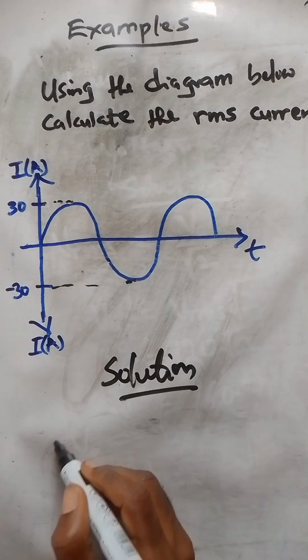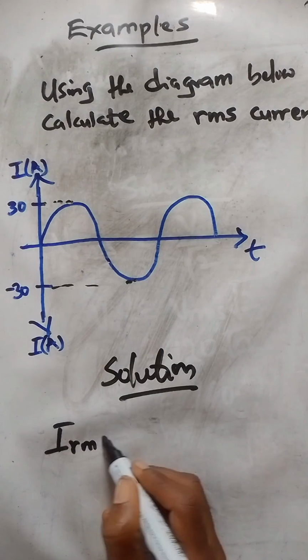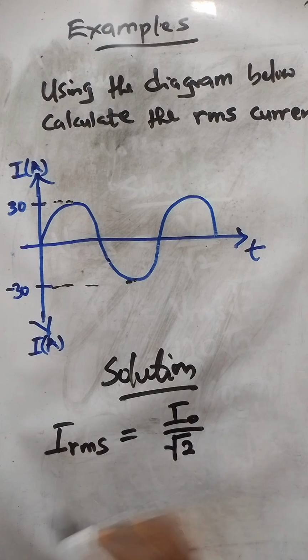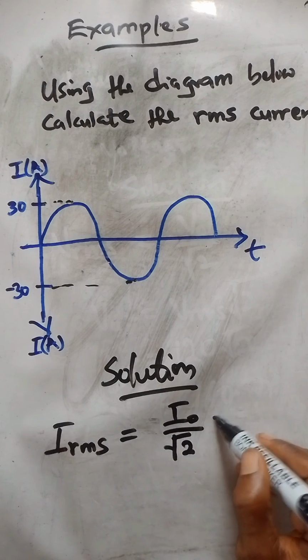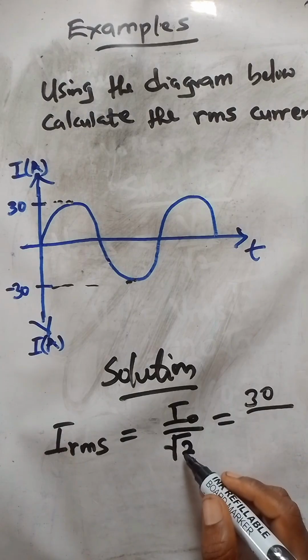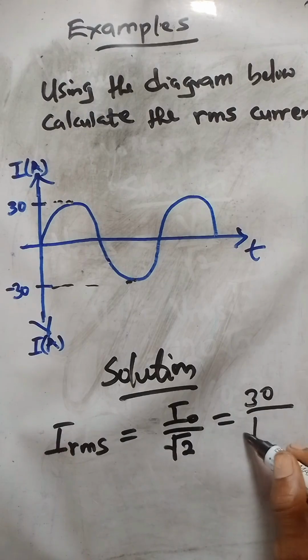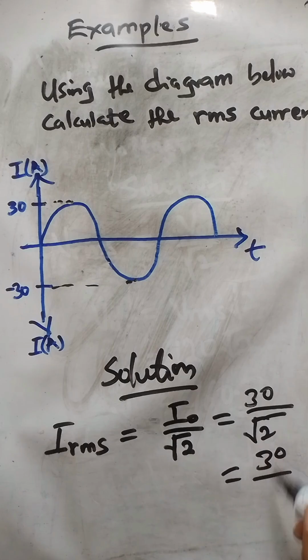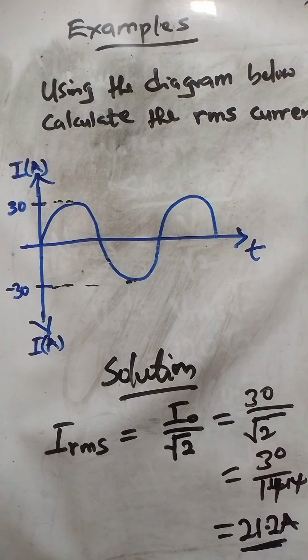So our RMS current is equal to our peak current divided by the square root of 2. And our peak current from our diagram is 30 ampere. So divide by the square root of 2. When you break that down, this is 30, the square root of 2 is 1.414. When you press your calculator and divide that, you are going to have 21.2 ampere.